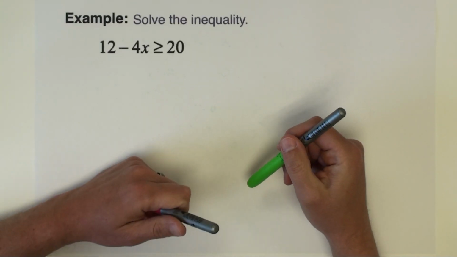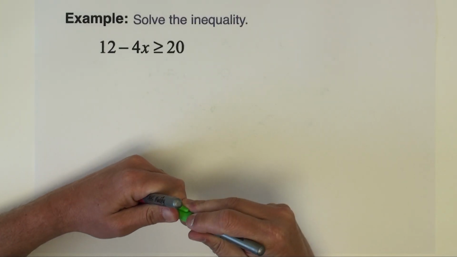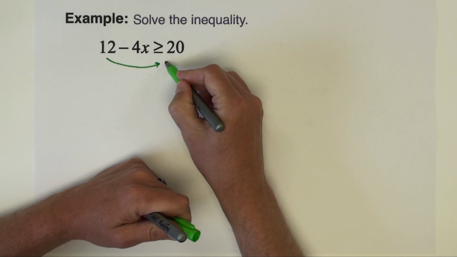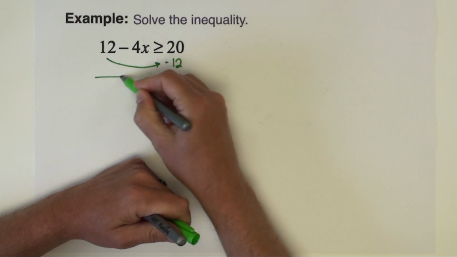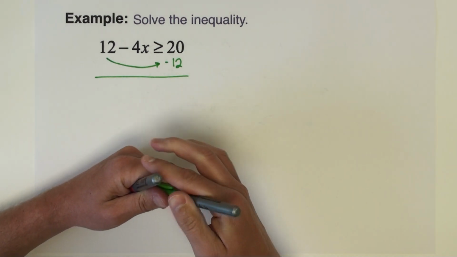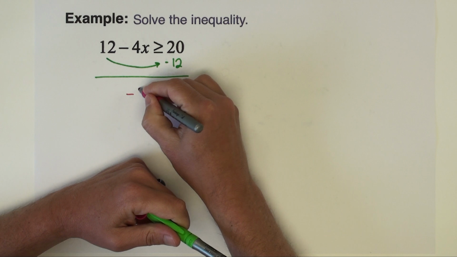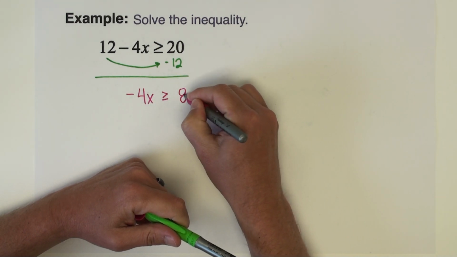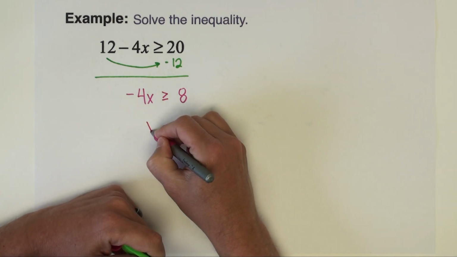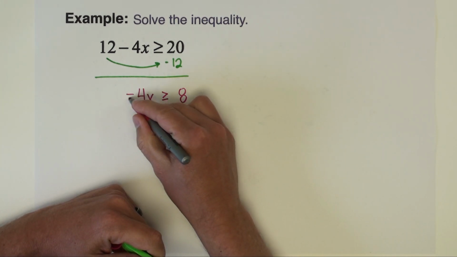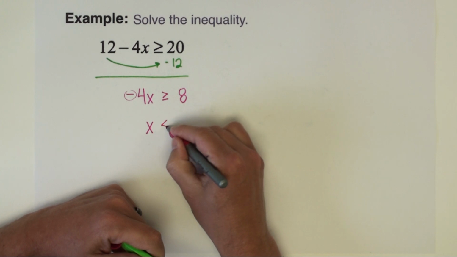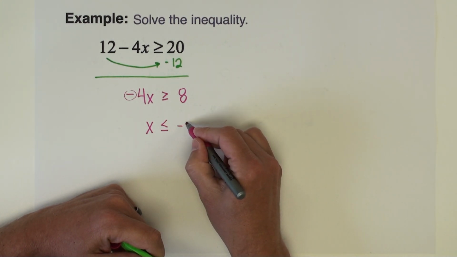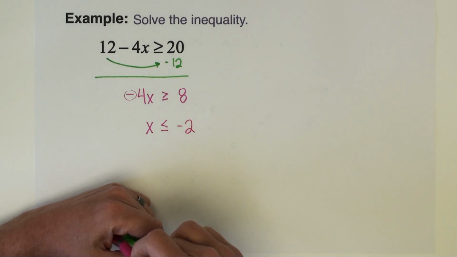First example, 12 minus 4x is greater than or equal to 20. I start by bringing my 12 over to the right hand side to combine my like terms. So I have negative 4x is greater than or equal to 8. Then we're going to divide both sides by negative 4, and because we're dividing by a negative number, the inequality is going to switch directions to less than or equal to, and 8 divided by negative 4 is negative 2.